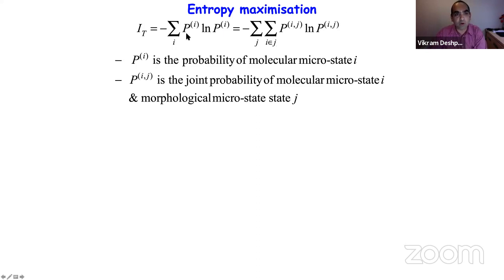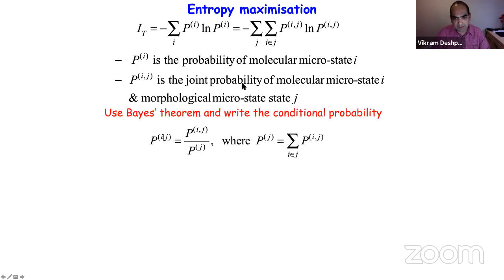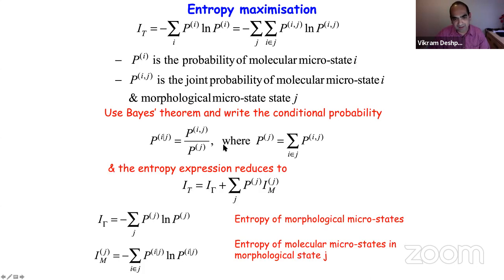So we can write the total entropy, which is the entropy of a molecular microstate, in this way, and we can split it up into the joint probability of a molecular microstate and a morphological microstate, I and J. Then simply use Bayes' theorem, and we split up the total entropy into this I gamma, which is the entropy of the morphological microstates. That is all the shapes. What is the entropy of all the different shapes it can take? And this IM is the entropy of the molecular microstates, that is, the entropy due to the different arrangements of all the molecules.